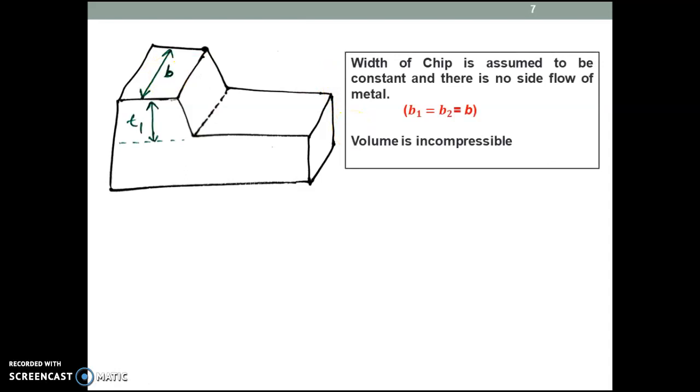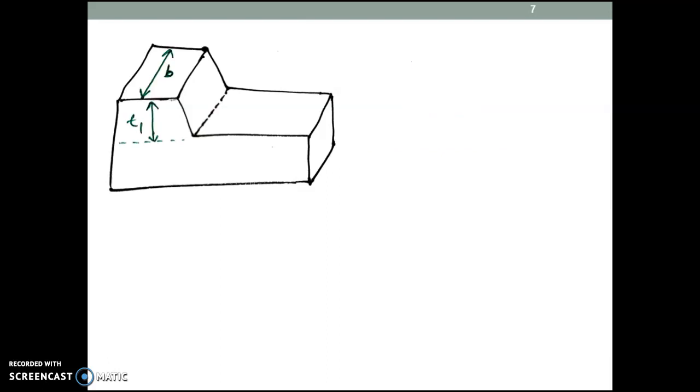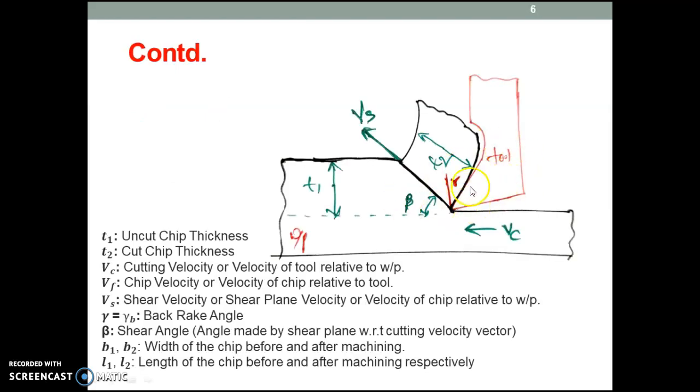So we assume that the width of the chip is constant and there is no sideward flow of metal. What this signifies is B1 equal to B2 is equal to B. So the width is always constant. And why are we assuming this? Because during the machining operation, the force applied by the tool acts like a compressive force in the length direction.